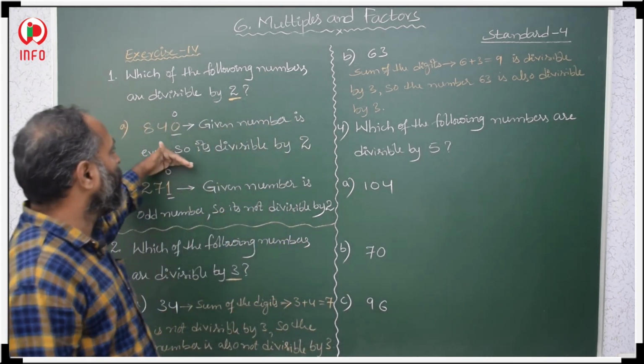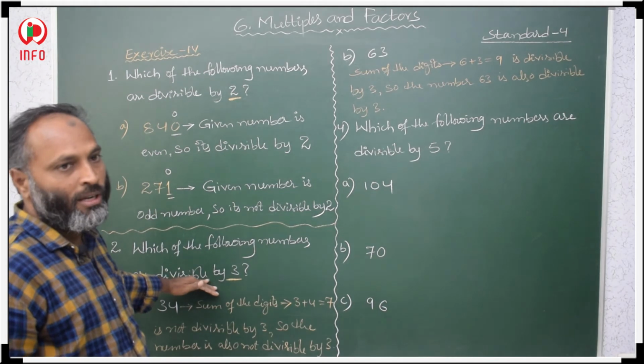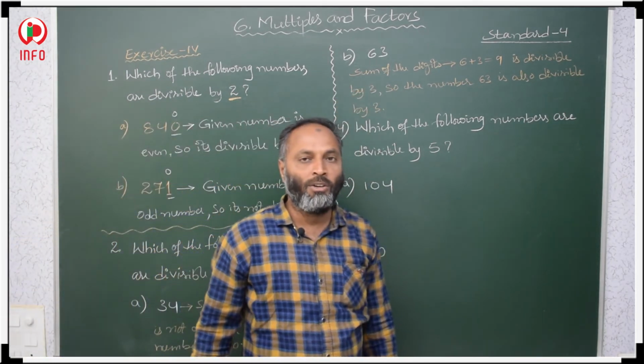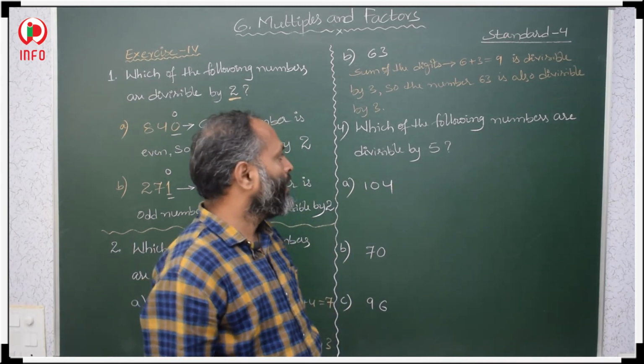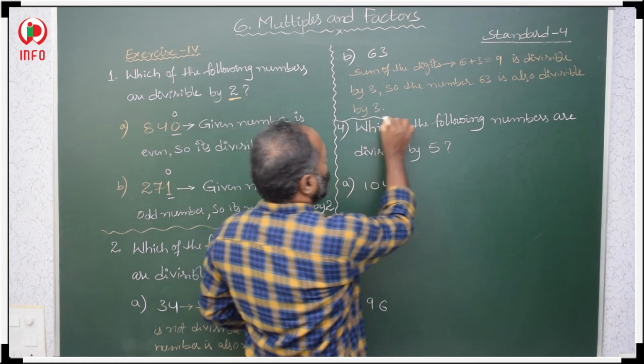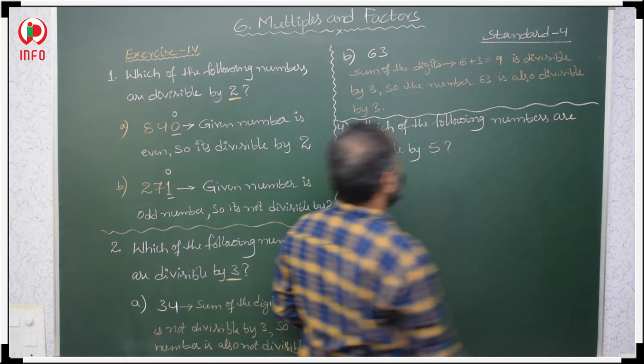So like this we have to check in the 3 table. That was for the 2 table, this is for the 3 table. In the 3 table one more question is given, that question you do as your home assignment. Okay. Here the next question: the divisibility test for 5.